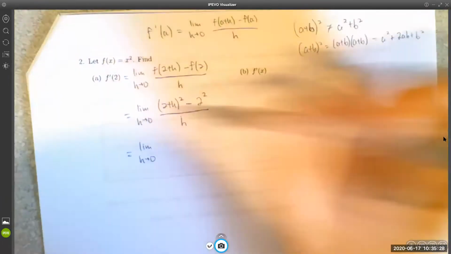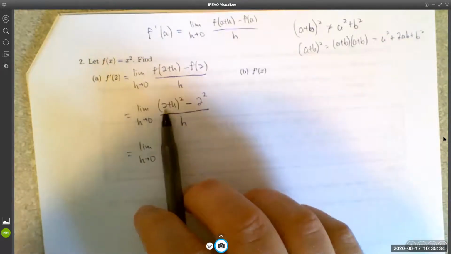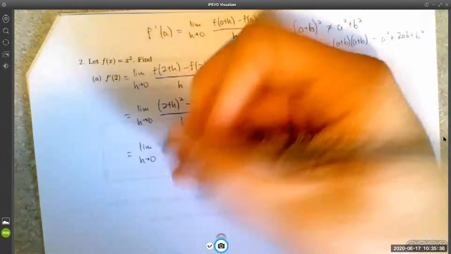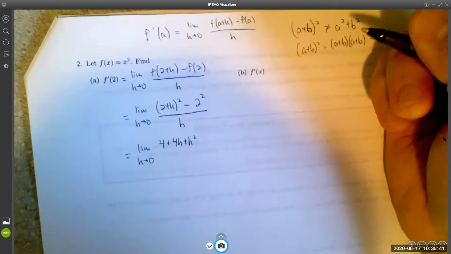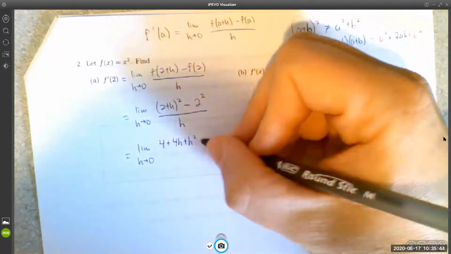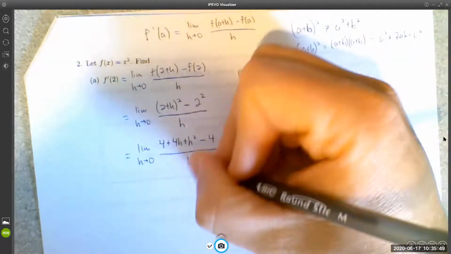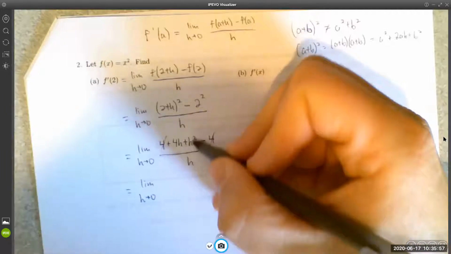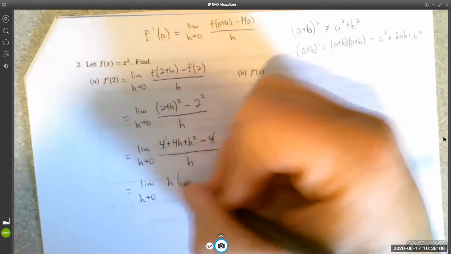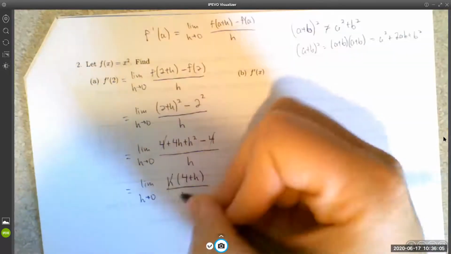So same thing's going to happen here, right? If we want to do 2 plus h squared, it's not 4 plus h squared, right? This is going to be 4 plus 4h plus h squared. Okay, and then the 2 squared is 4. Now the 4's cancel. And from the numerator, I can factor out an h. If I factor out an h, I'm left with 4 plus h. And then these h's cancel.